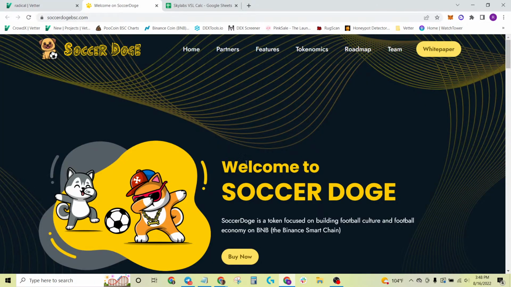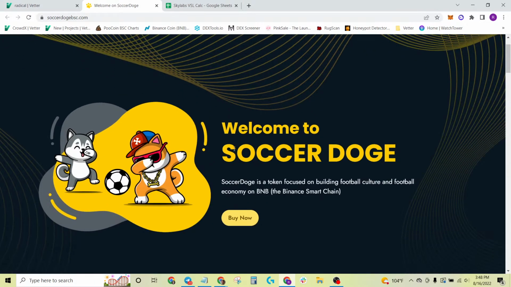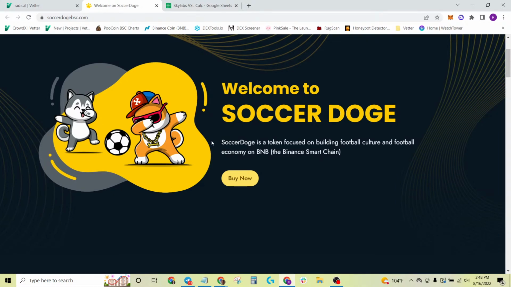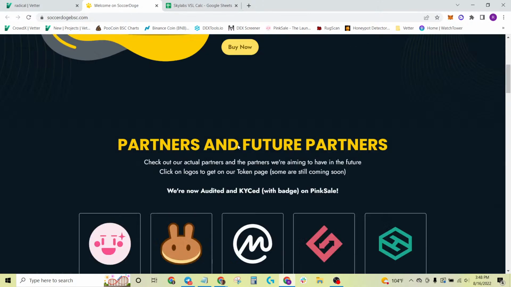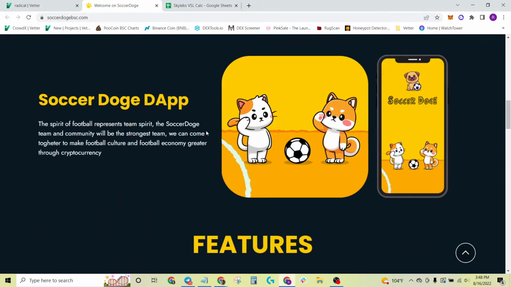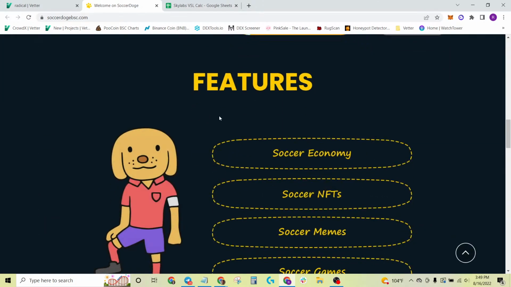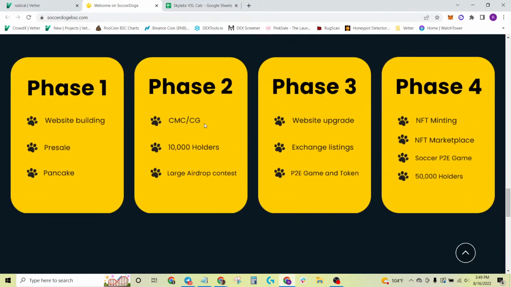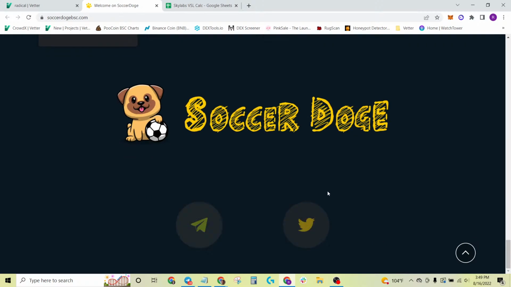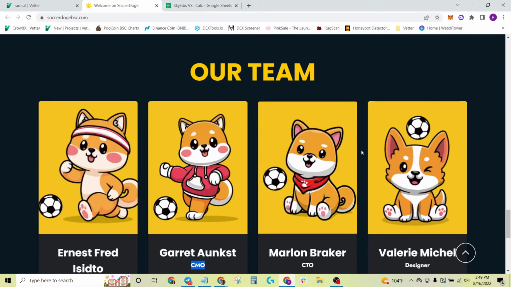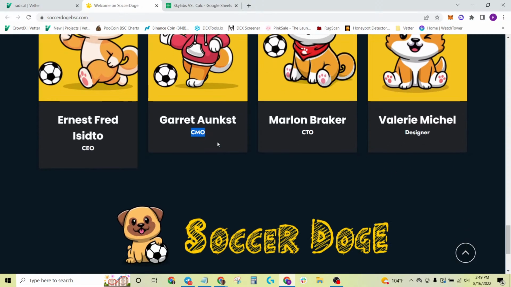All right, so Soccer Doge. First off, it's definitely a little meme type project. We've got dogs and doggos, and we've got soccer. We have an app. I would imagine that the team is not going to be doxed. Okay, so we have names and titles. Based on this, I just figured they're not going to be doxed. It is what it is, but they have names and titles.